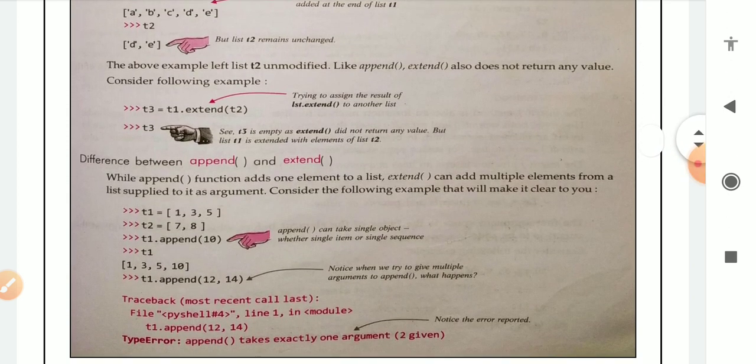The above example left list 2 unmodified, meaning list 2 is not changed. Previously list 2 contained D and E. After extend it also contains D and E. There is no change in T2, but there is a change in T1. T1 now contains a total of five elements. Previously T1 contained only three elements.